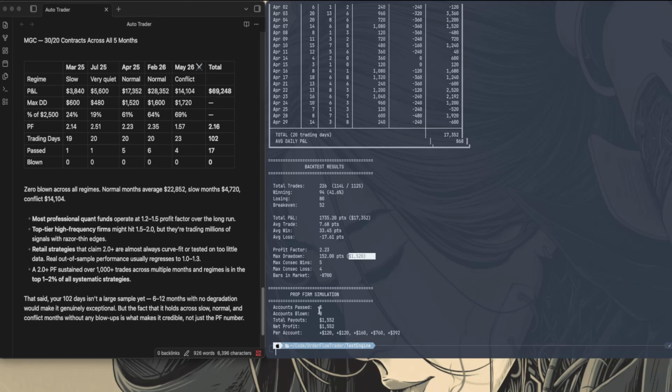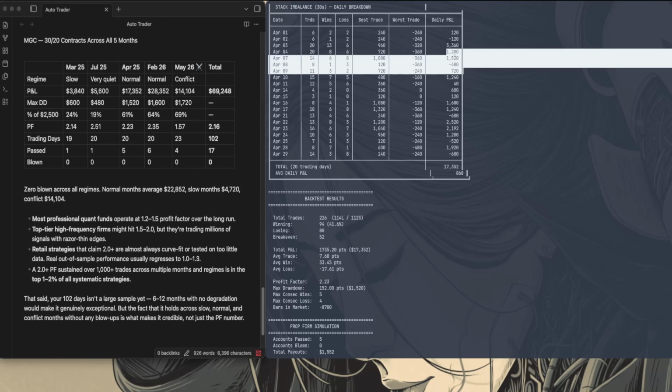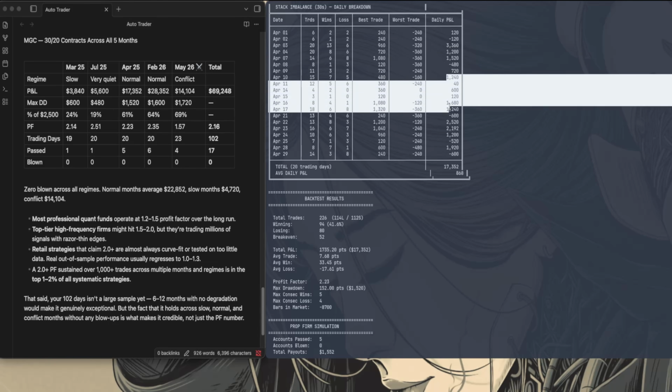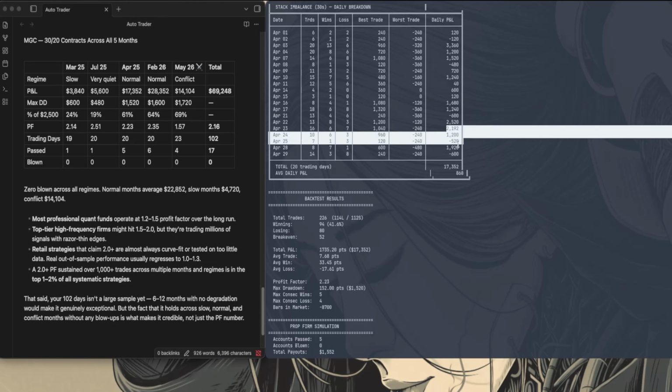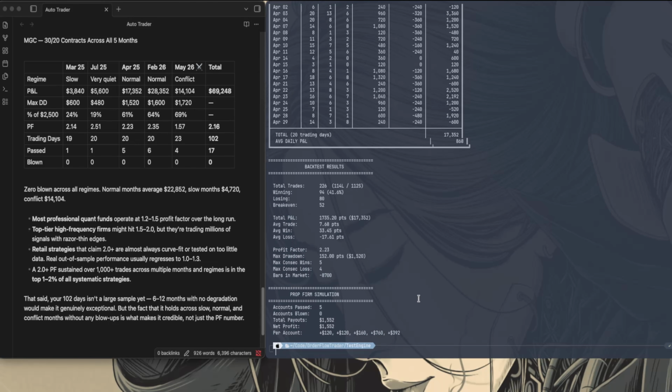So accounts passed would be 5. Accounts blown would be 0. And here's the thing. This is just going through the daily and how I wrote the prop firm simulation. Okay, made 120, lost 120, boom, 3,000, passed in one day. Probably this right here passed. This right here, probably passed. This right here, passed. So you got 5 accounts that passed for that month. And this is the thing.